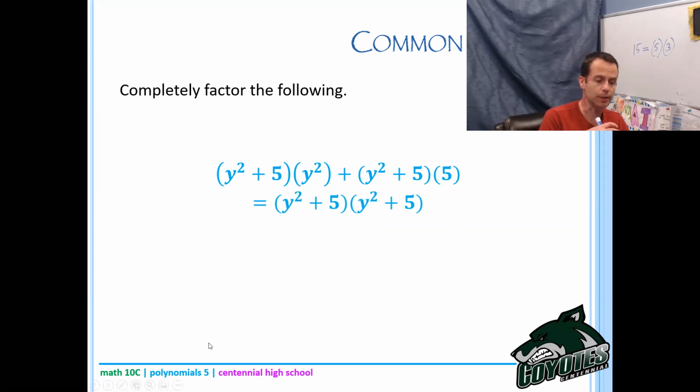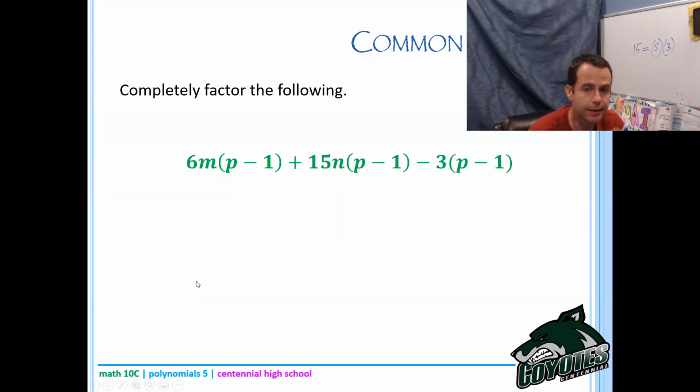That's a binomial times itself. Anytime I take a number and times itself, we call that squaring the number. So it's the same thing with the binomial. I'm not going to leave it like this. I'm going to now write it as y squared plus 5 squared, because that is considered more simple. There's no point in being redundant and saying the same things over and over again if I can group them together with an exponent. Okay?